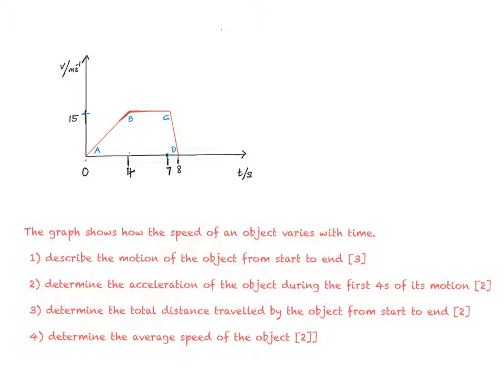The first part of the question requires you to describe the motion of the object from start to end. Just to take a look at it, this is the starting point, and this is the part after 4 seconds, and this is from B to C, 7 seconds, and then from C to D, 8 seconds. And of course, just to highlight that the speed here is 15 meters per second.